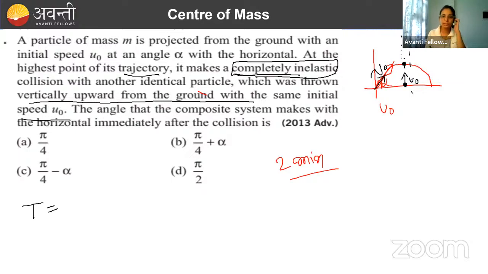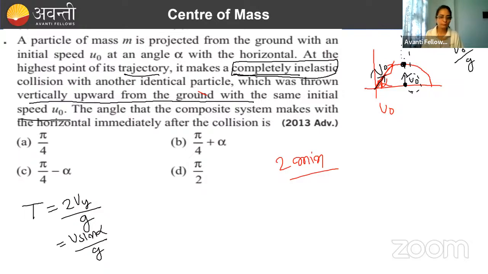t equal to kya hota hai? Time of flight ka formula kya likhe ho? 2u/g. Theek hai. For first case, time taken by first particle to reach at the highest point will be how much? Half of the time of flight. So that is u sin alpha by g. To reach here, it will take how much time? U sin alpha by g. And to reach the highest point, this projectile will take how much time? It will take u naught by g.